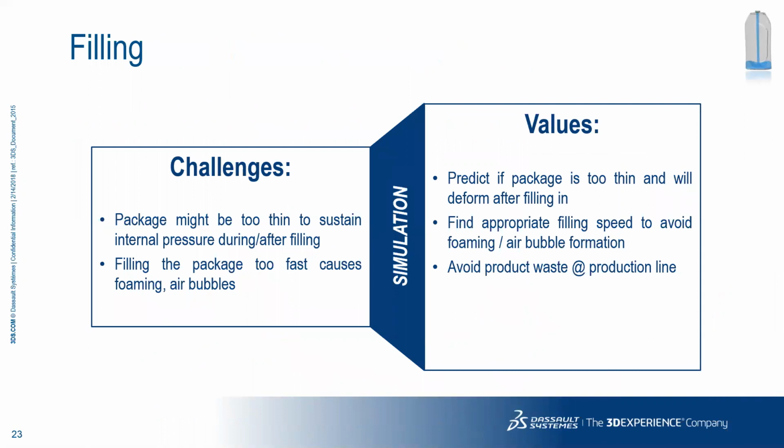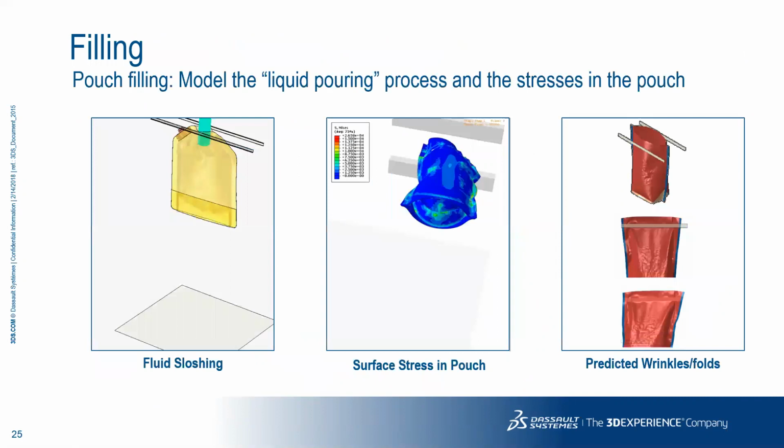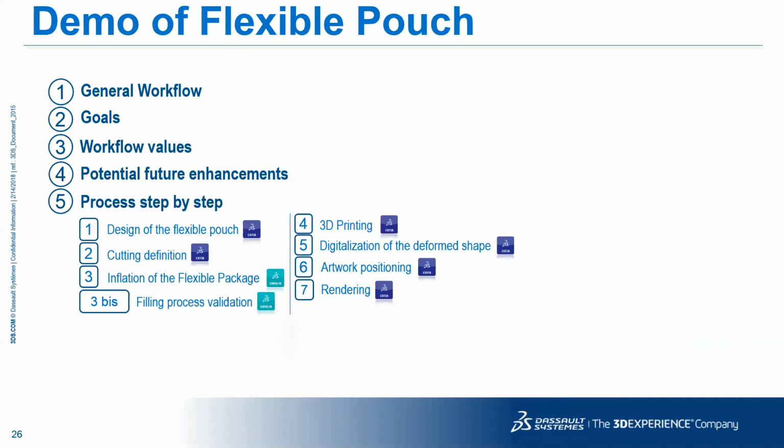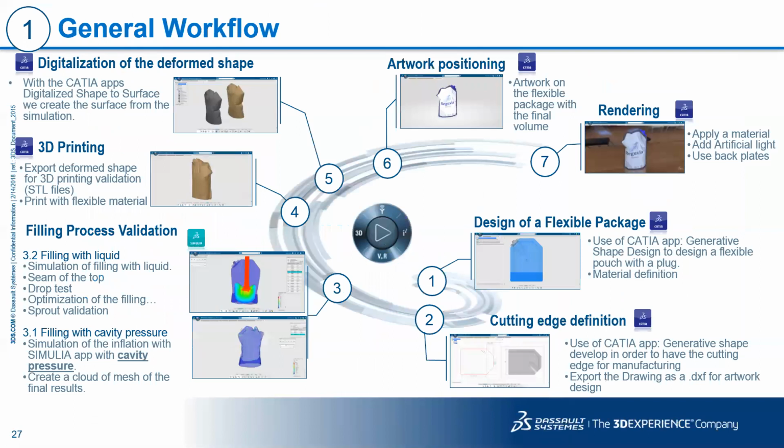So for next week, we'll talk about the filling. With filling, what are the different workflows? We have fluid sloshing. Essentially, we want to ensure that our filled product does not end up being too thin, that it doesn't break during transportation or during a drop, and we want to look at the stresses for that. We want to look at the fluid sloshing. We want to look at the predicted wrinkles and folds in it. So we'll take a deeper dive into the fluid flow here. We'll first go over the general flow and the goals, and then I'll directly jump into the demo.